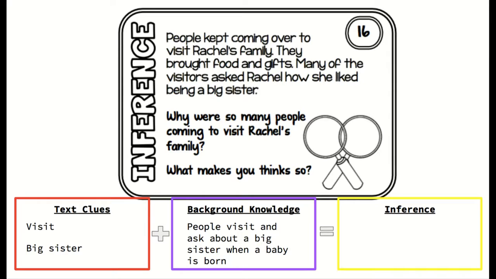People visit and ask about a big sister when a baby is born, because you can't be a big sister without another sibling. So this makes me have the inference that Rachel's mom had a baby. Now again, nowhere in there does it say that she had a baby, but I took those text clues plus what I already know and put it together to make that inference.